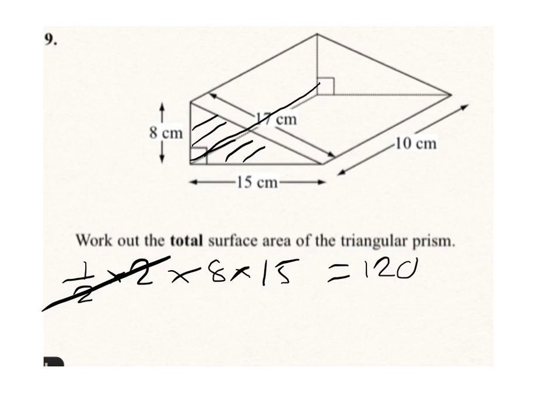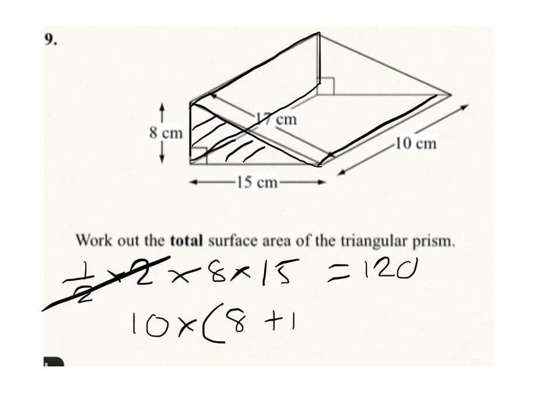Now you've got three rectangles. You've got the back, you've got the slope, and then you've got the base. Now all of those rectangles have a width of 10. So you can do it like this, you can do it 10 times, and then you take the three other dimensions, which are 8 plus 15 plus 17. It's a bit of a shortcut method.